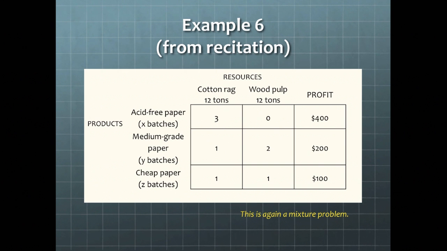Now, the recipes you can read off from the rows. For example, if you want to make 1 batch of acid-free paper, you need 3 tons of cotton rag and no wood pulp at all. I guess you know about acid-free paper.